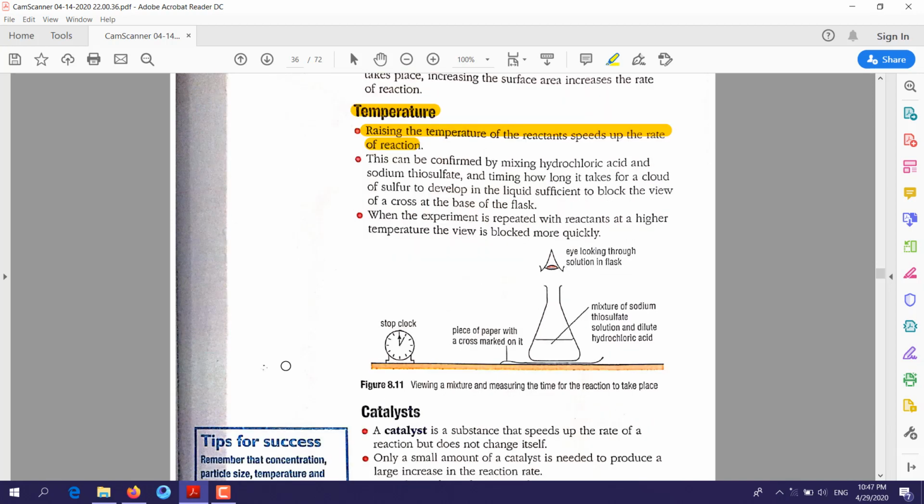In your book, you also have more factors that affect the rate of reaction, which is the surface area. As the surface area increases, the rate of reaction increases. Explanation: when the surface area increases, more atoms participate in the chemical reaction. That means there will be more particles to collide. More collisions increase the rate of the chemical reaction.